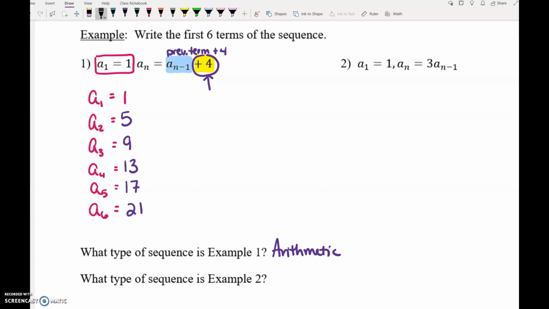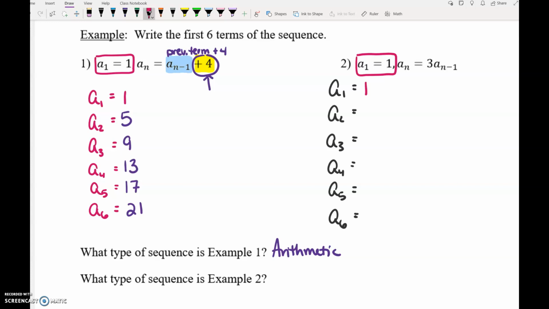In example 2, great news, the first part of this is already done for you. Our first term is 1. I don't know why we started with 1 on both of these. Your first term is not always 1. Sometimes they start with 10. Sometimes they start with negative 14. It doesn't really matter, but they will tell you what your first term is. Then we look through here. Our next term is 3 times our previous term. So I'm going to write out 3 times my previous term.